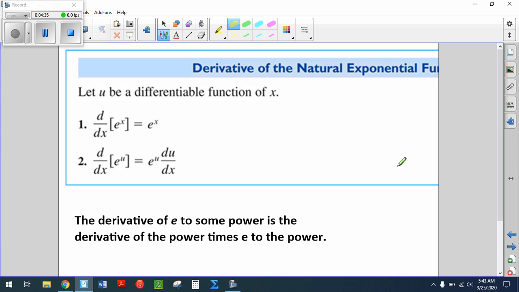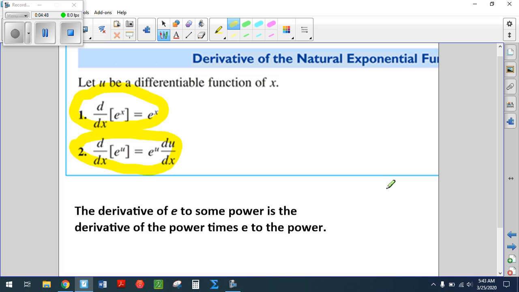Here are your rules. They've got the original one, the derivative of e to the x is e to the x. And then number 2 is the chain rule. So e to some function u, that's just how they write the chain rule. The derivative of e to some power is the derivative of the power times e to the power.